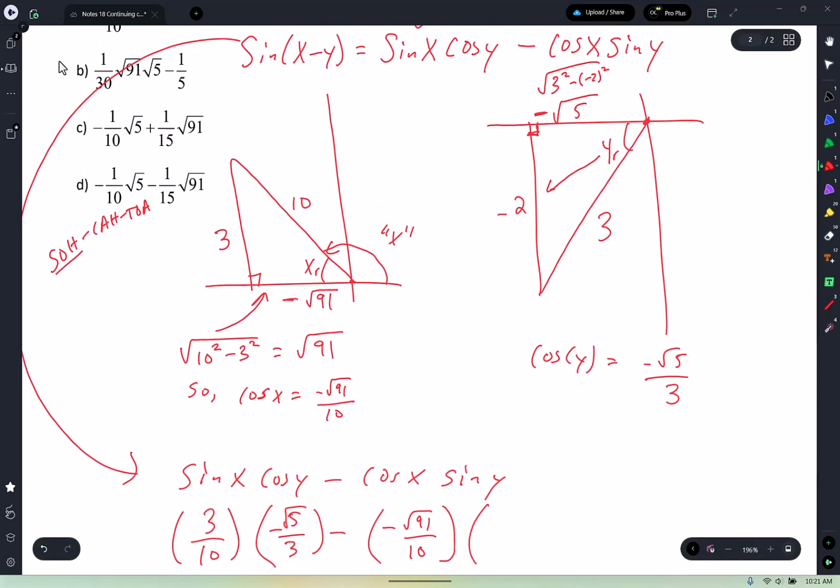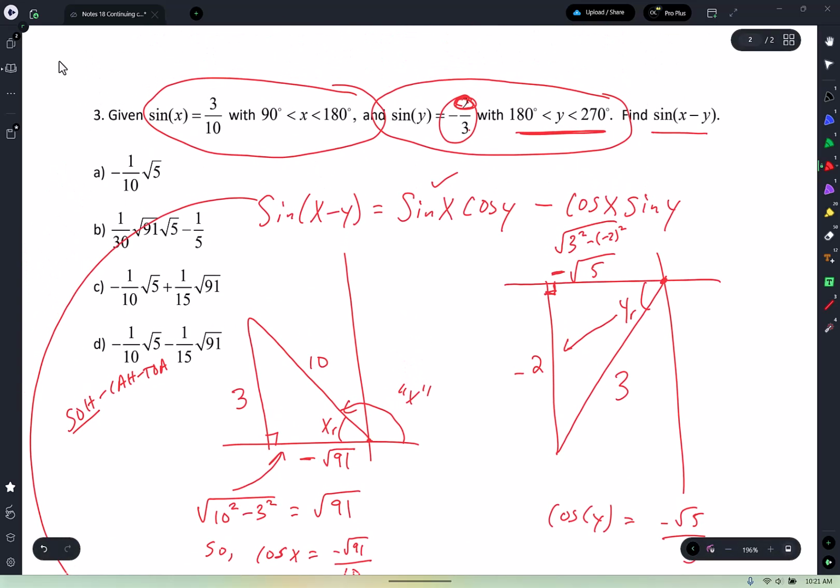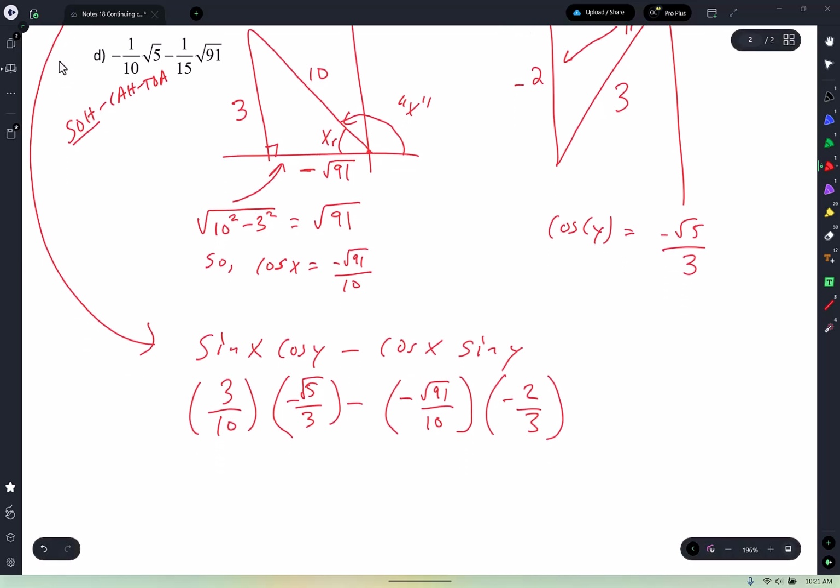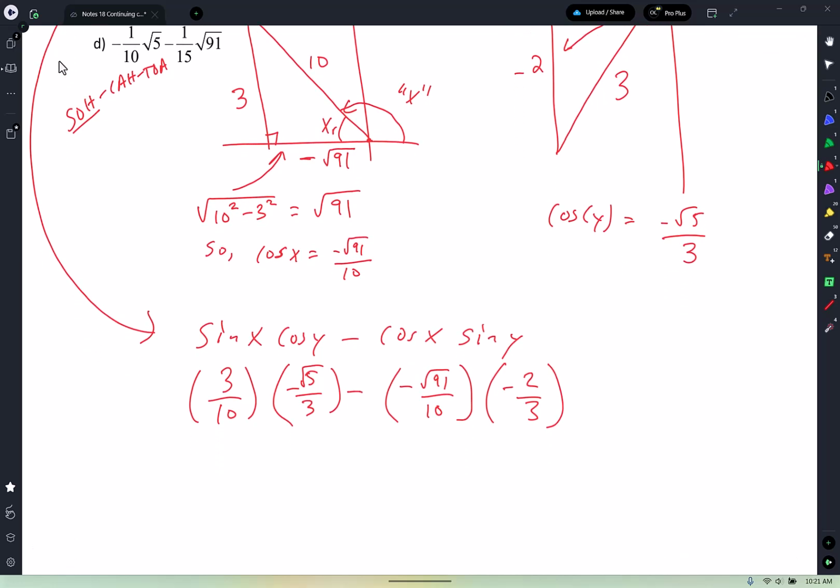All right, sine y. What's sine y? Negative 2 over 3. And you're done. Now the rest is just simple arithmetic. So let's see. Positive times a negative is a negative. Well, check it out. The 3's cancel out. Bam, bam. Negative square root of 5 over 10. Negative times the negative is a positive, but then I still have another negative there, so that minus sign stays.